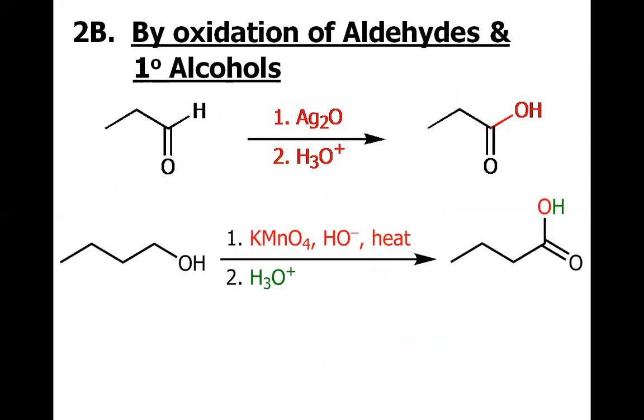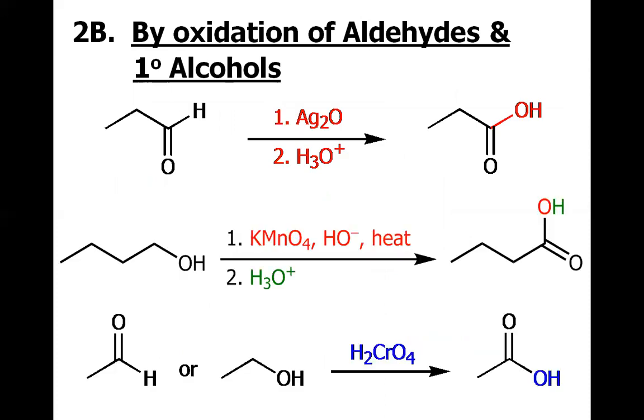The second method to make the carboxylic acid is the oxidation of aldehydes and primary alcohols. So these are the reactions which you must be familiar with. If we treat the aldehyde with this oxidizing agent, which is silver oxide, followed by the acidic workup, we may convert this aldehyde into the carboxylic acid. And also if we treat with the potassium permanganate under alkaline condition, followed by the workup, we may convert the aldehyde or the primary alcohol into the carboxylic acid.